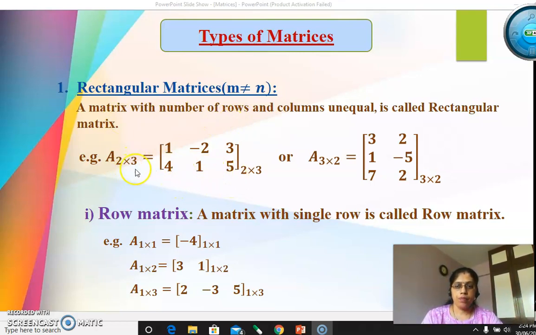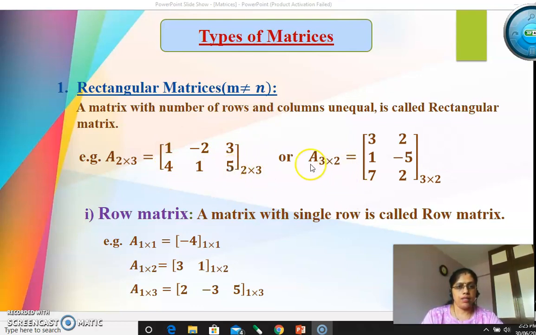Let's see an example. This is a matrix A of order 2 by 3. Every time remember that whenever you write a matrix, do write its order. So this is a matrix of order 2 by 3, which means there should be 2 rows and 3 columns: number of rows, number of columns. So these are the 2 rows and 3 columns. You can write the elements as you wish: 1, minus 2, 3, 4, 1, 5. It's a 2 by 3 matrix. Rows and columns are unequal, so this is a rectangular matrix.